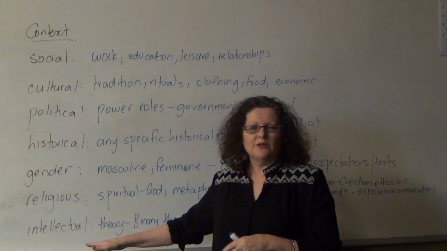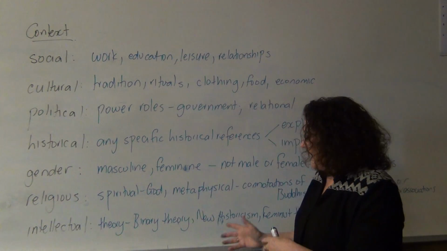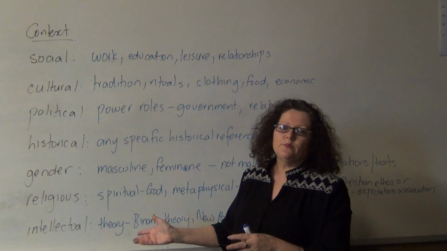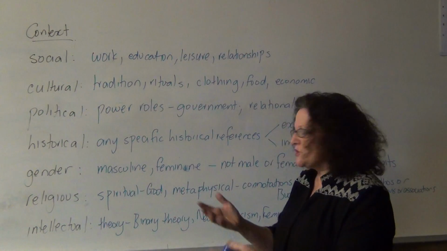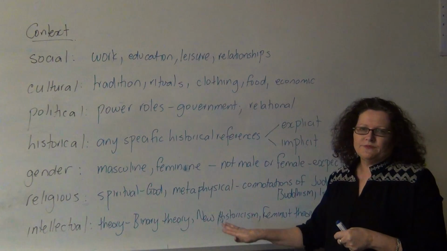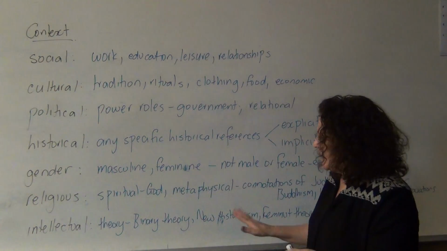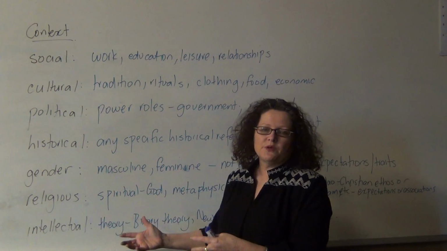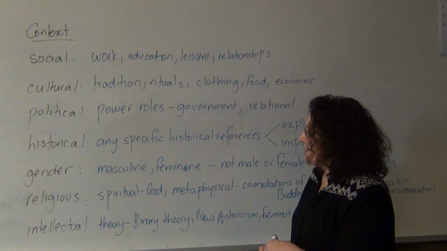Finally, intellectual. This is probably the most difficult of them because it's about theory. And I like my students to look at theory. One of the simple ones, for example, would be binary theory. There is always a good and an evil character in a text, or there's good and evil, right and wrong. Or you might be looking at more sophisticated theories like new historicism, feminist theory, Marxist theory, and so on. You don't want to be bound in theory, but you do need to acknowledge whether a writer is working within a particular theory when they're doing their writing.